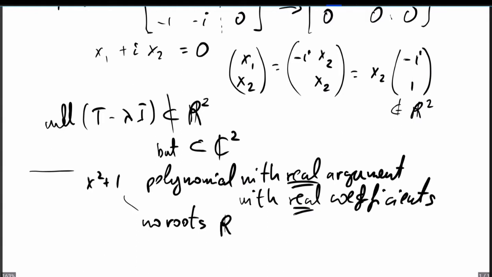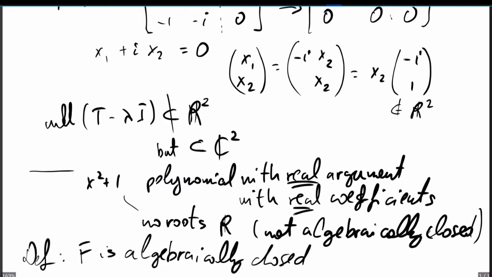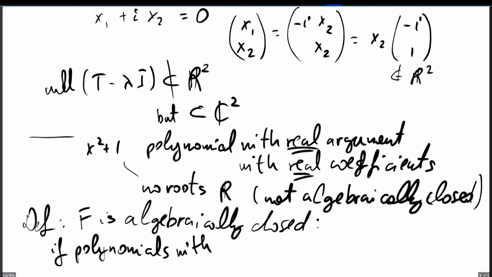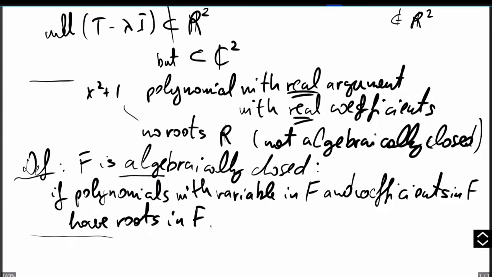So what we say about this kind of polynomial is that the set of real numbers is not algebraically closed. And in general, we say that a field F is algebraically closed, for example, if... there is a definition and then there are equivalent statements that can be used in calculations. One definition would be: F is algebraically closed if polynomials with variable in F and coefficients in F have roots in F. So in this section, mostly we will work with algebraically closed fields.